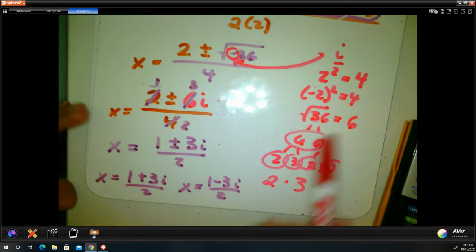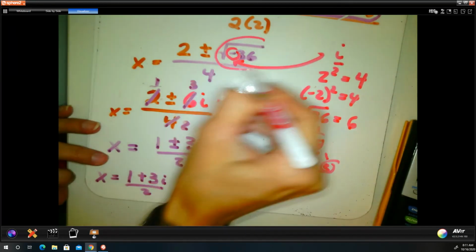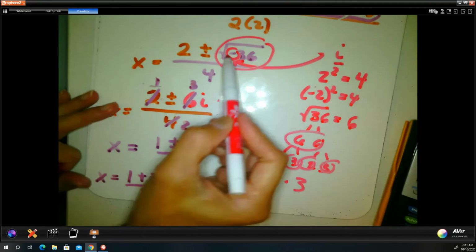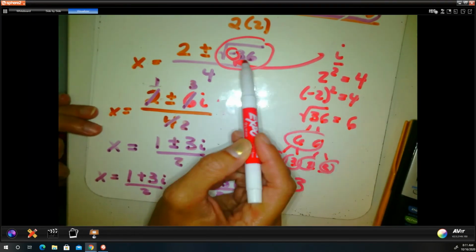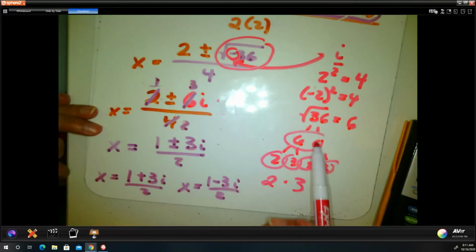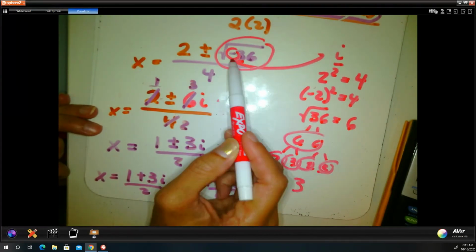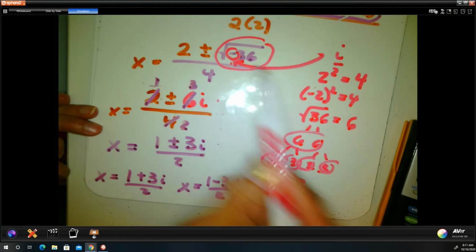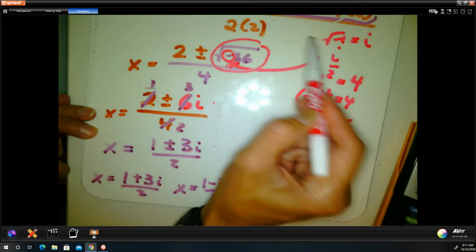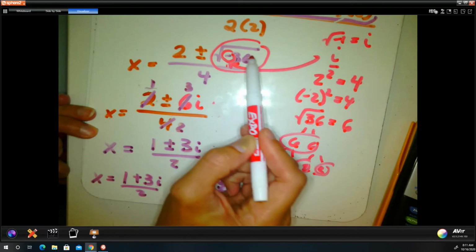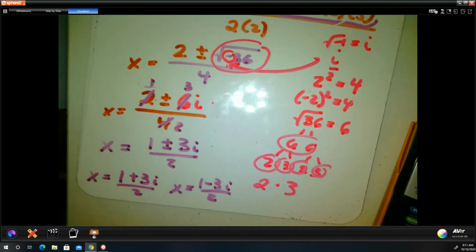Again, if you want to rewind, I think this is the part that most kids have trouble with, reducing that radical. There are videos on simplifying radicals, but basically you just need to find a pair that goes into that. And anytime you see a negative, remember the square root of -1 is just i. So anytime you see a negative under a square root, you're going to have an i.